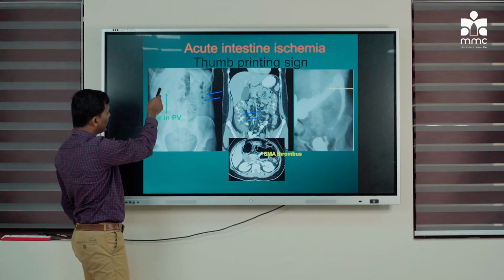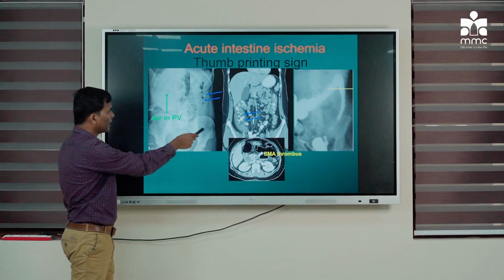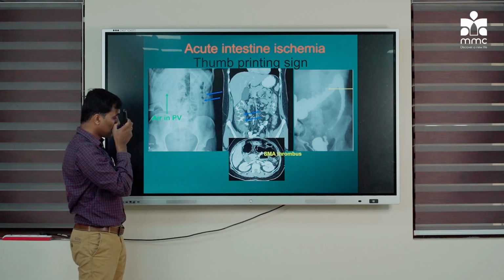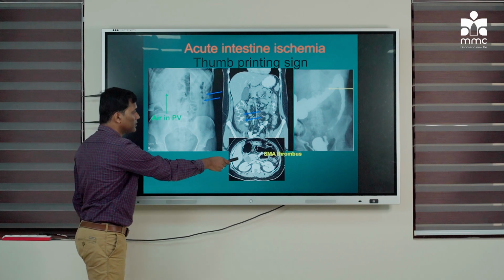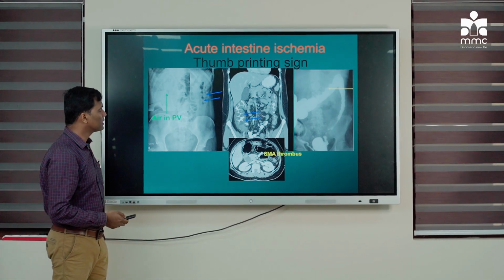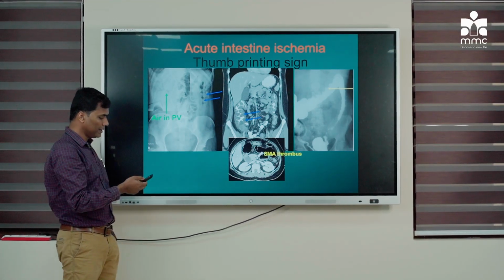You can see the air lucency in the portal vein. Similar kinds of images are seen on CT because of the edematous mucosa of the colon. There is a thumbprint like appearance, and on CT you can see the thrombus in the SMA. Barium enema is also showing a thumbprinting appearance.